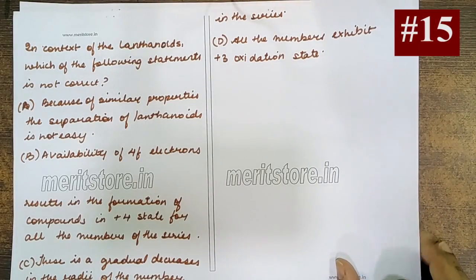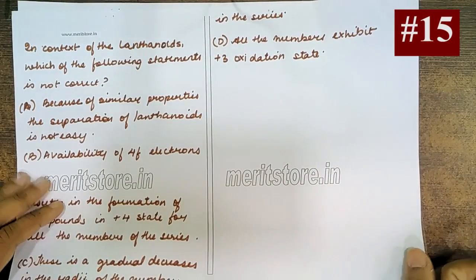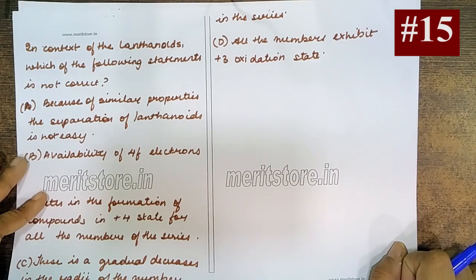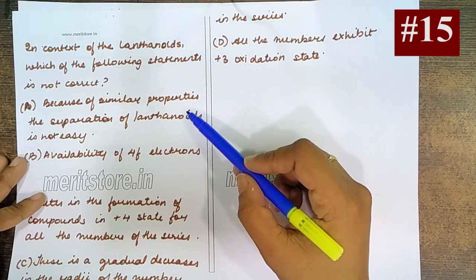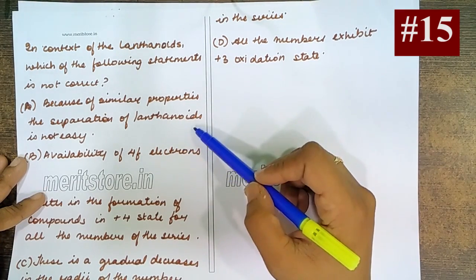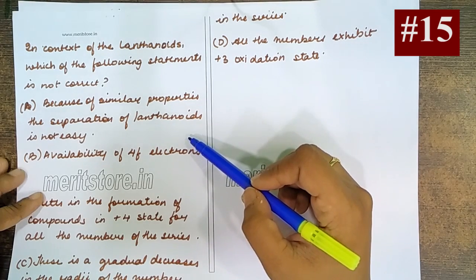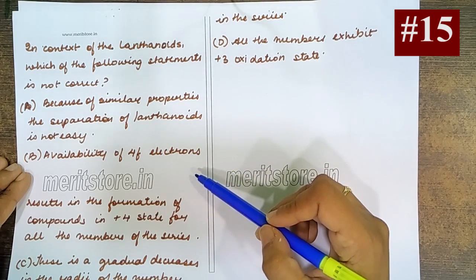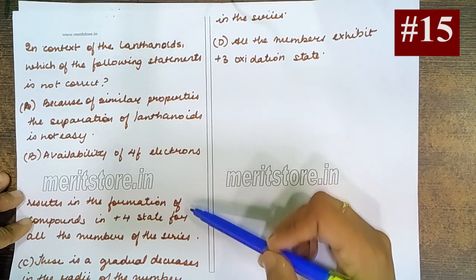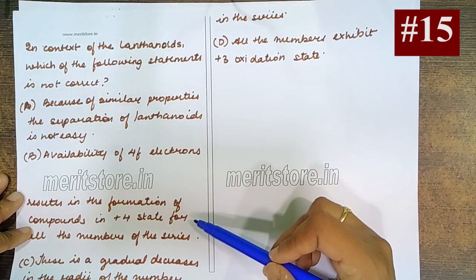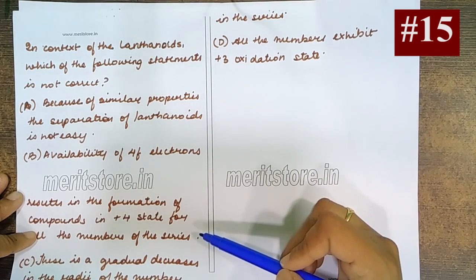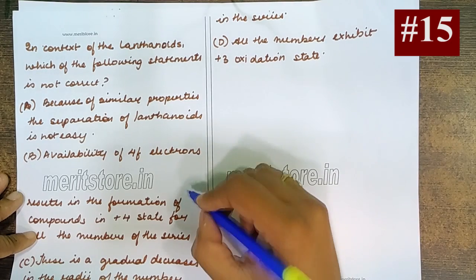In context of lanthanoids, which of the following statements is not correct? Because of the similar properties, the separation of lanthanoids is not easy. Definitely that's correct. Availability of 4f electrons results in the formation of compounds in the +4 state for all the members of the series, which is absolutely wrong.